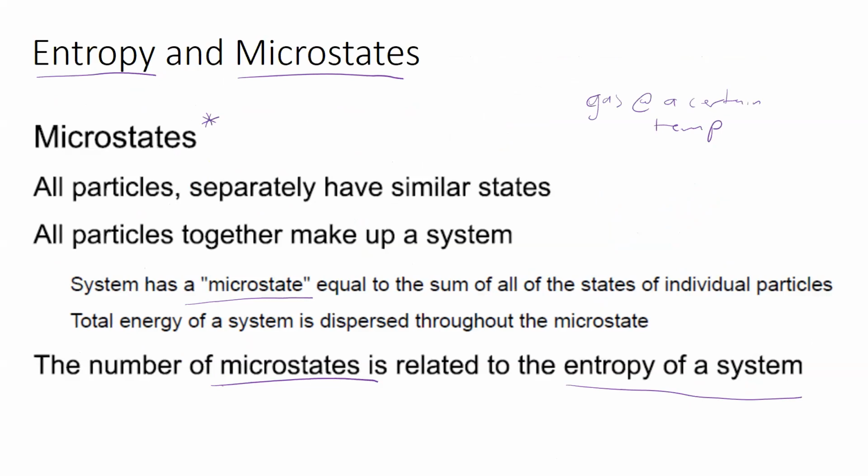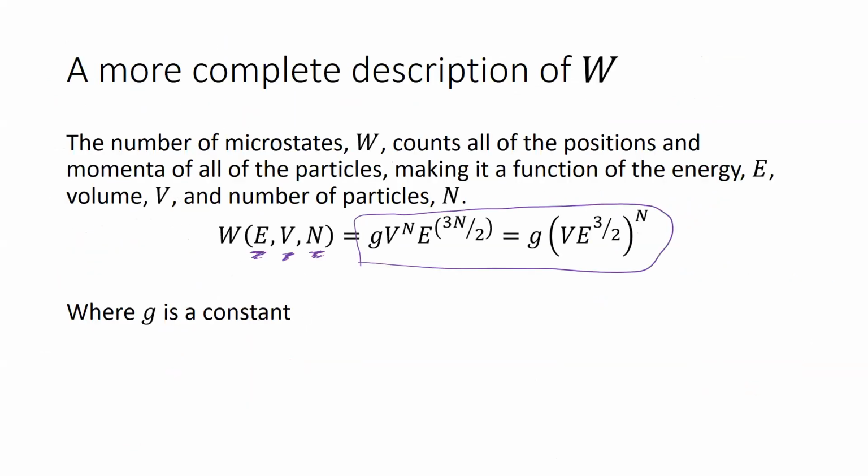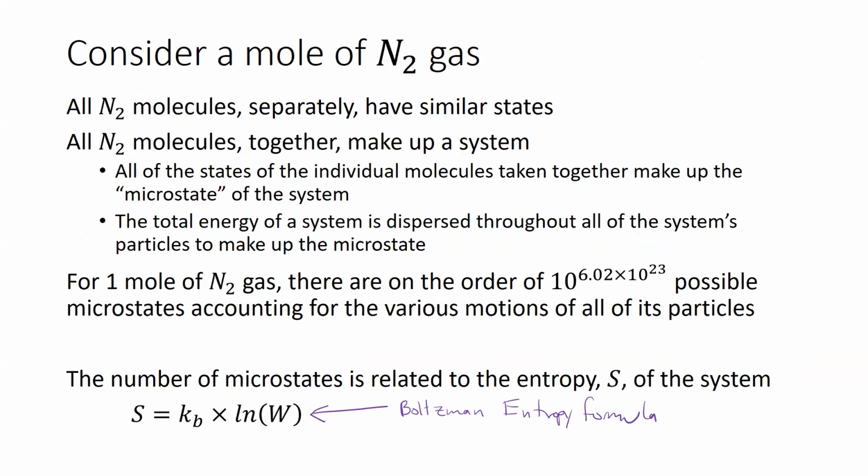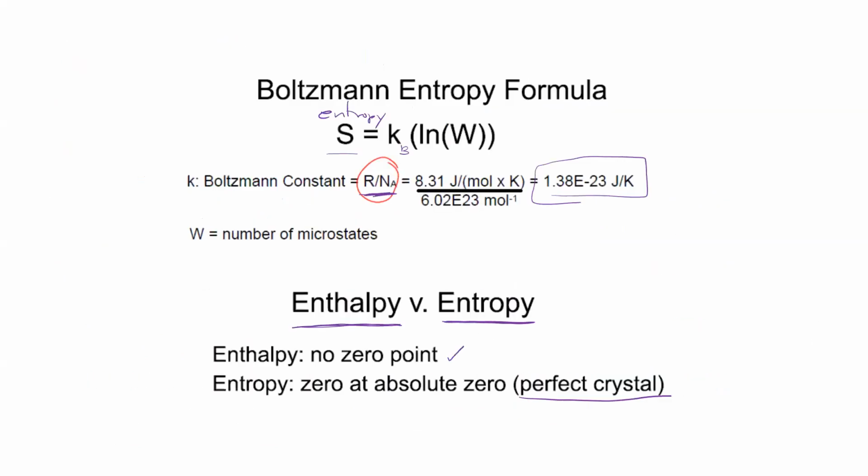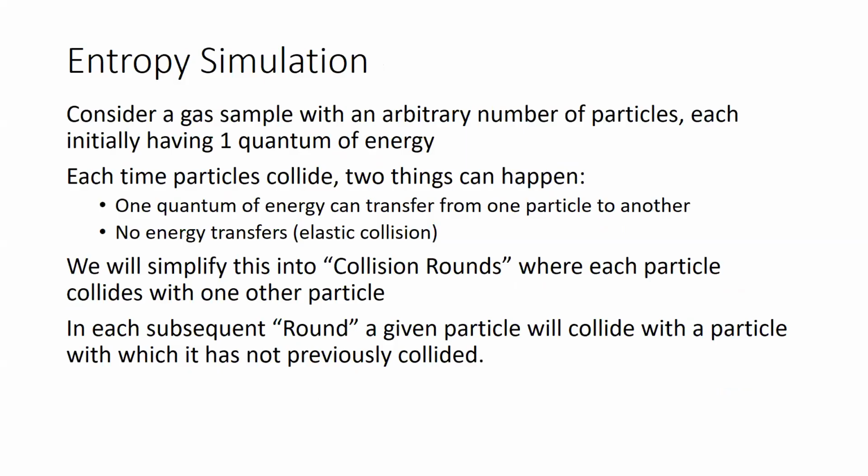We talked about how the particles have separate states. The sum of all those particles together make up a microstate, and the number of microstates is related to the entropy of the system. We talked about it in a couple different ways, but it comes down to a fairly complex equation that we're not going to spend much time on, because the math involved in this is just beyond the scope of this class. It'd be more of a third year, fourth year, or graduate level, depending upon how in depth you go into the entropy.